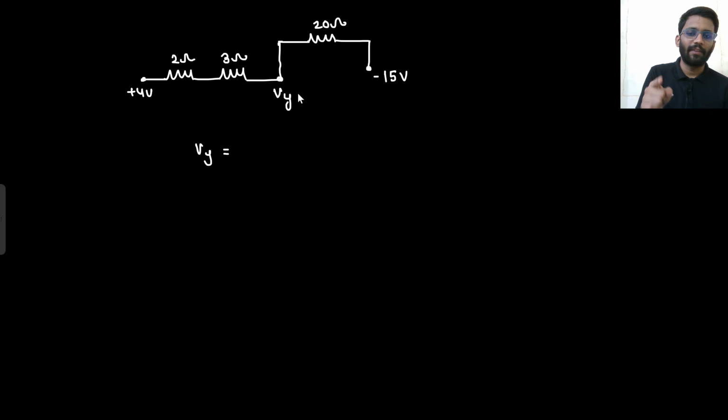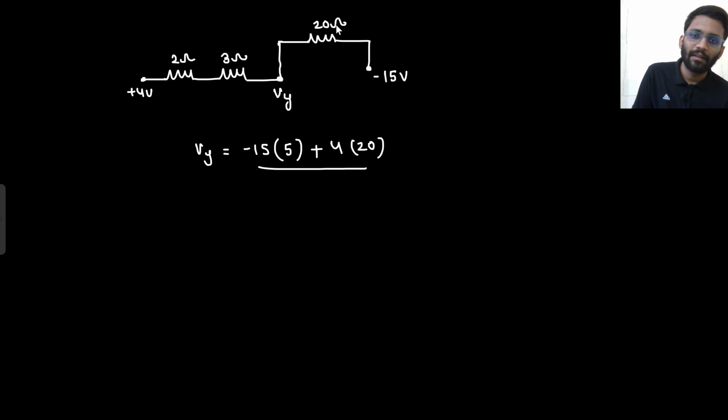Vy minus 4 divided by 5 plus Vy minus of 15, that means Vy plus 15 divided by 20, is equal to 0. From there also you can get it, or what I can do: Vy would be equal to minus 15 into 5, plus 4 into 20, divided by 20 plus 5, that is 25. So minus 75 plus 80, that is 5 by 25, 1 by 5. So Vy would be 0.2 volt. This potential is not equal to 0.